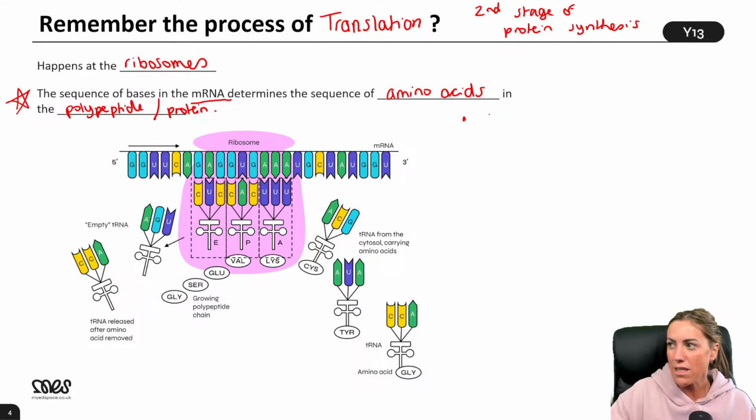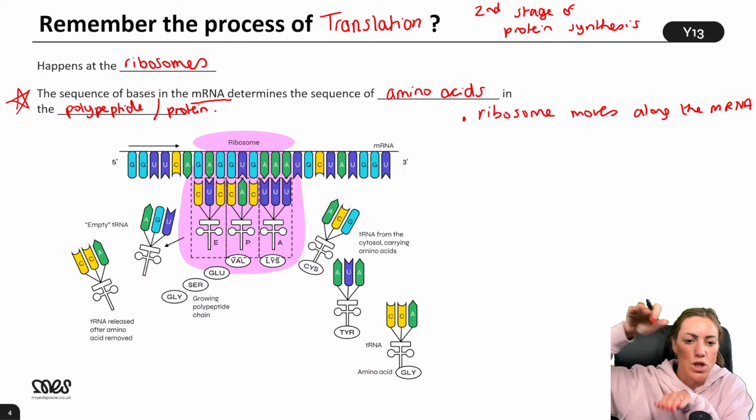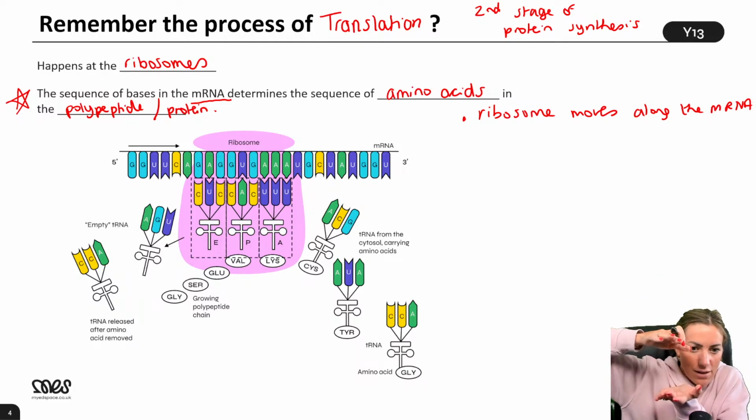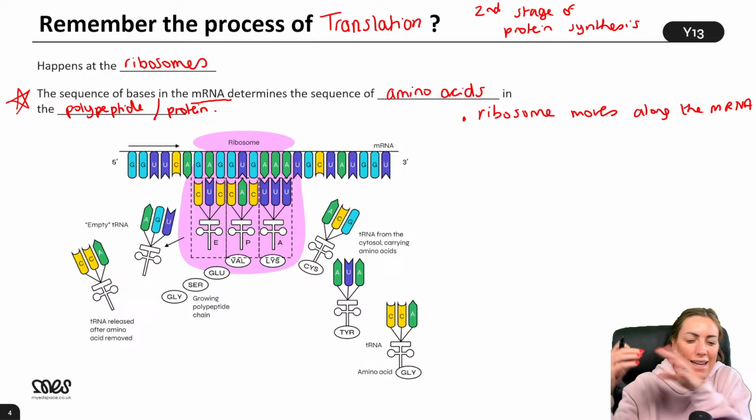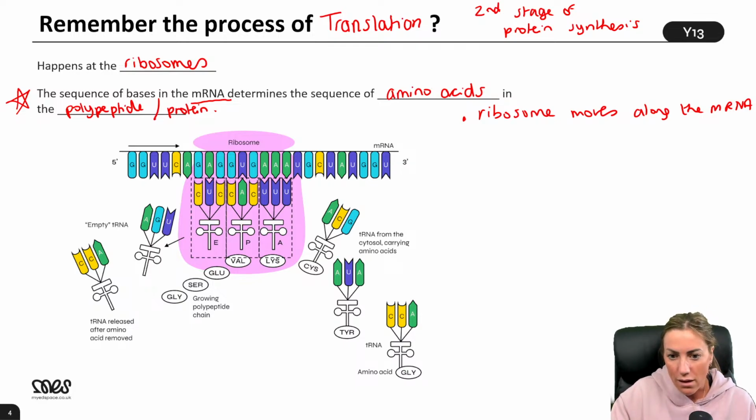So I'm going to start off by saying the ribosome moves along the mRNA. I could have even said the ribosome attaches. Remember, the ribosome has 2 subunits and it goes around the mRNA. The mRNA is kind of threaded through the center. So you could even say the ribosome attaches to the mRNA. The ribosome moves along the mRNA.